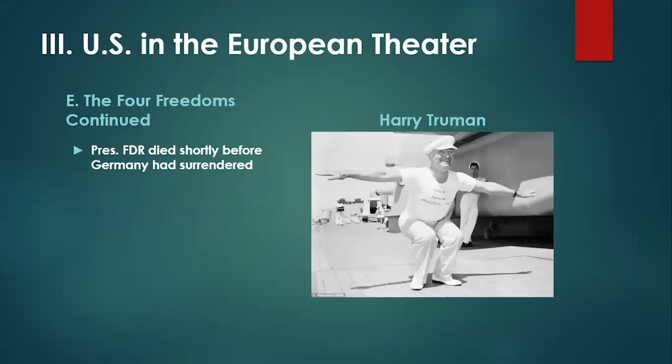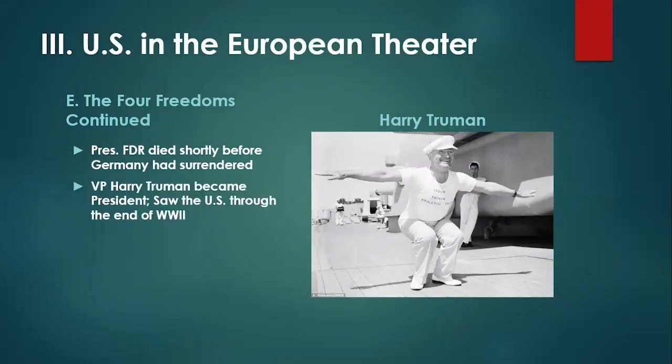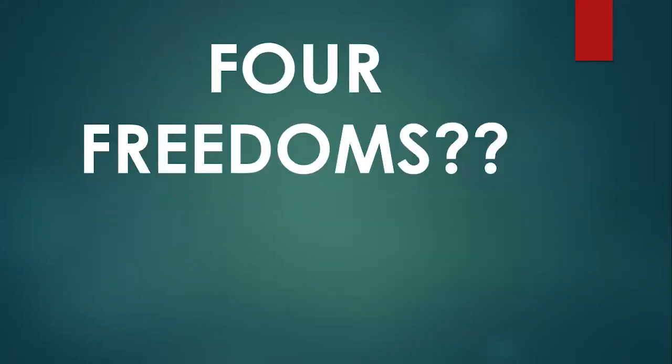Okay, and I do need us to know that shortly before Germany surrendered, President FDR died while still in office. The reason I want us to understand that is because his vice president, Harry Truman, who succeeded him as president, would see the US throughout the rest of the World War, and he aimed to uphold those four freedoms. Okay, so I just want us to understand, yes, President FDR died during this war before Germany surrendered, but Truman's going to carry through with his vision of the four freedoms.